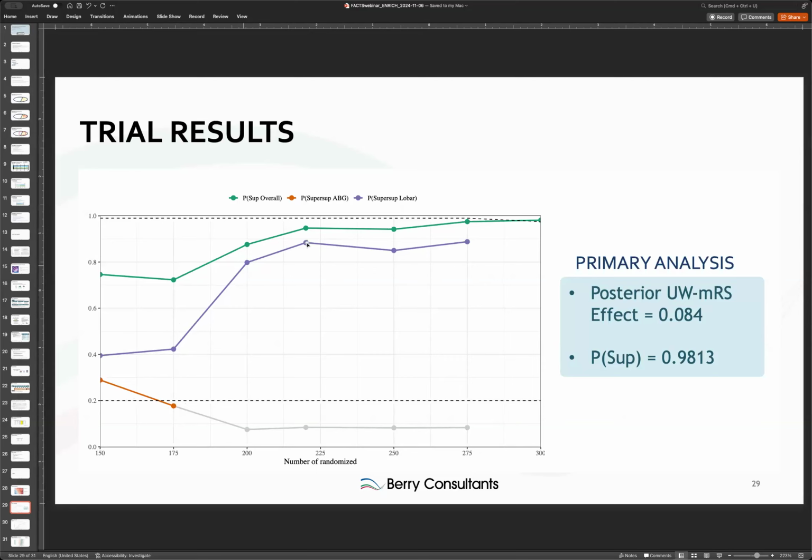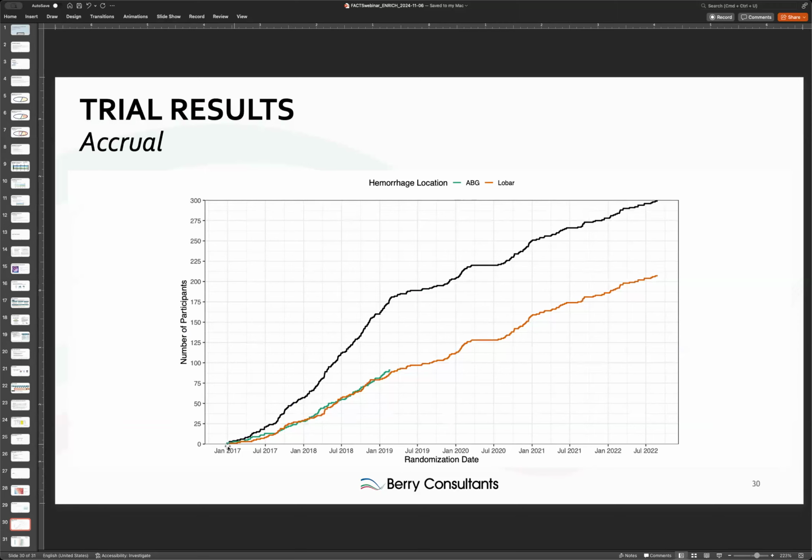Accrual continued in this lobar subgroup, the purple, all the way until the end of the trial. The trial was successful, so the superiority rule on the across group effect, which was estimated at 0.084, was 0.9813, so above 0.975, so a successful primary analysis. You can see the accrual plot. The orange and the green are the two locations. You can see green stop, that's where it was dropped for enrichment, and you can see orange continue. The black line is overall accrual. When we stop one of the subgroups, accrual slows down, which is expected.